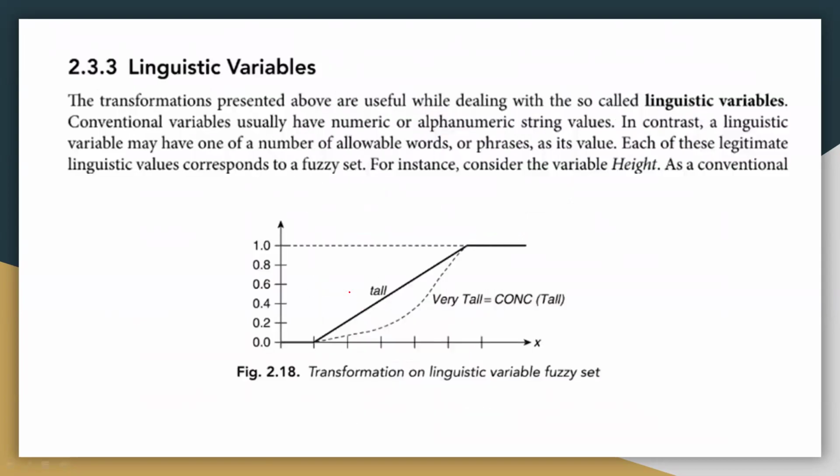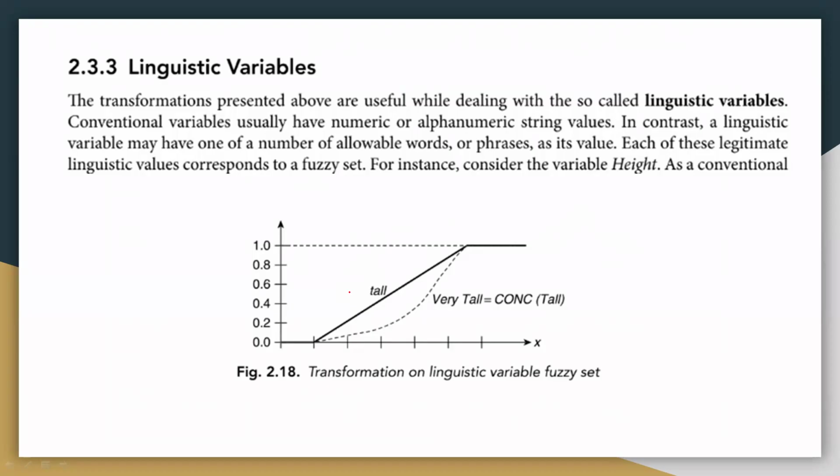Talking of linguistic variables once again, to wind up, the transformations that we saw earlier are very useful when we are dealing with linguistic variables. Linguistic variables are the variables that we use for defining a fuzzy set. Conventional variables usually have numeric or alphanumeric string values. But in this, we have phrases or words. Phrases like very tall, or you can have simple words like tall. Each of these linguistic values corresponds to a fuzzy set.